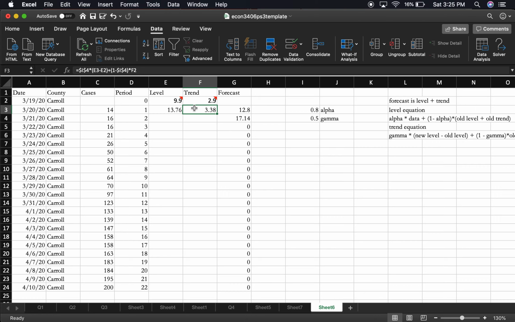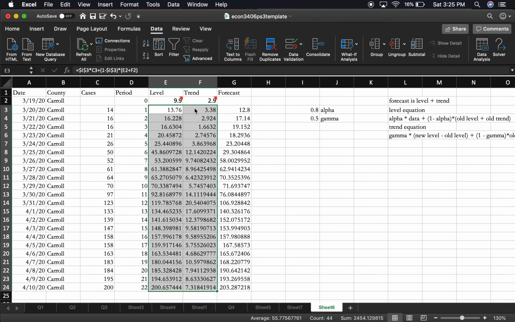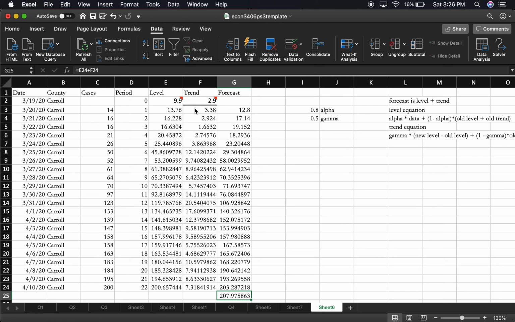3.38. How do we interpret this? I should increase my estimate for the number of COVID cases in Carroll County by 3.38. Okay, and I can just copy these all the way down. And actually, I can make a forecast for today. My forecast would be 208 cases.